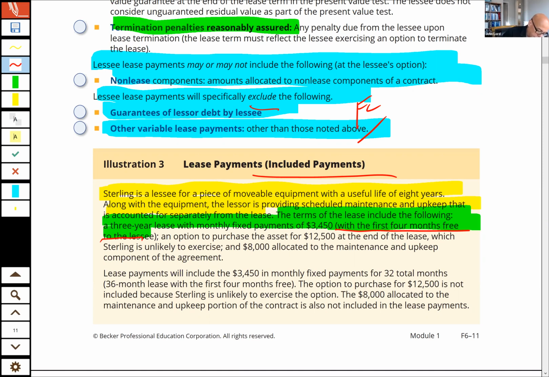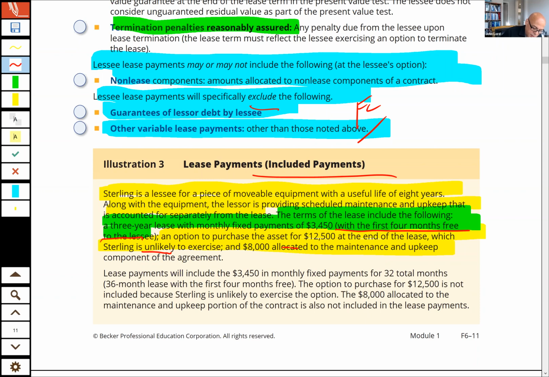Okay. There's an option price here. Option price at $12,500, which Sterling is unlikely to exercise. And so if they're unlikely to exercise, do you think you're going to include that? No, you're looking for language that is really specifically making you feel, okay, yeah, they're going to have to pay this. And then $8,000 allocated to the maintenance and upkeep agreement.